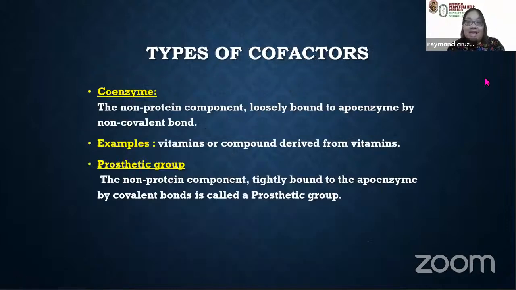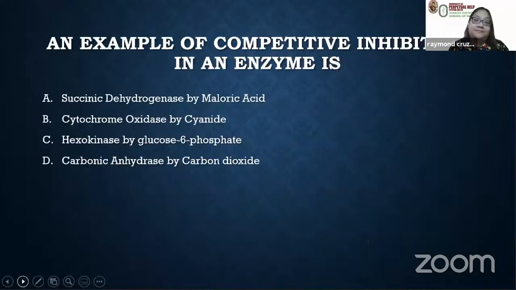So again, types of cofactors. Your prosthetic group is explained. That is what your prosthetic group is. Again, remember your competitive inhibition and your non-competitive inhibition.